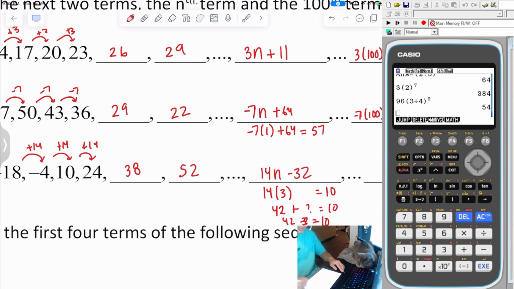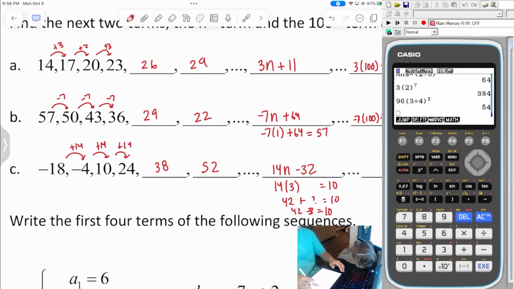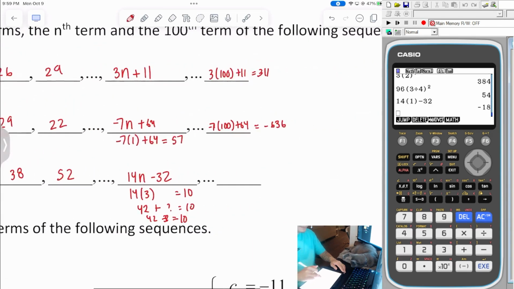So I was able to figure out the exact formula here. And you can see that this holds true for any given number in the sequence. If you don't believe me, I might try it out myself just to make sure that I did it correctly. Let's say I want the first term. I'll take 14 times 1 minus 32, and hopefully I get negative 18. And I do. So everything seems to be working out as planned.